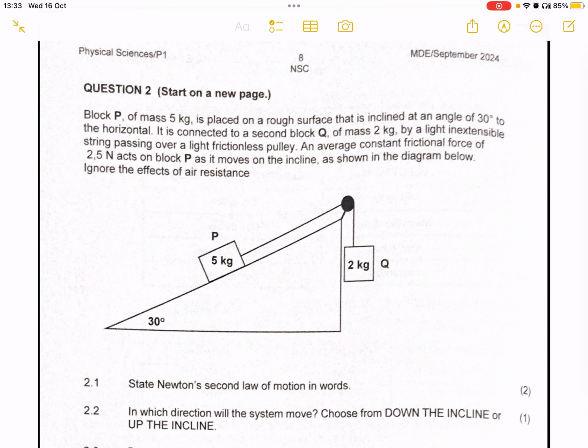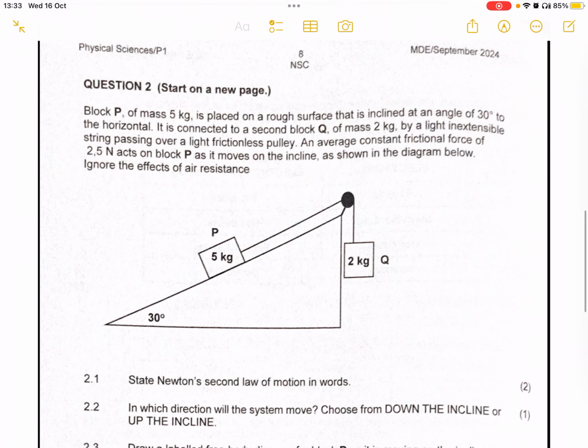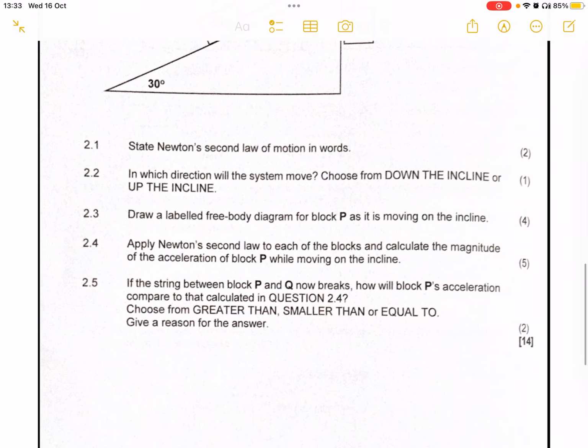It is connected to a second block of mass 2 kg, which is block Q, by a light inextendable string passing over a light frictionless pulley, and there is an average constant frictional force of 2.5 newtons that acts on the block P as it moves on the incline, as shown on the diagram. So we ignore the effects of air resistance.